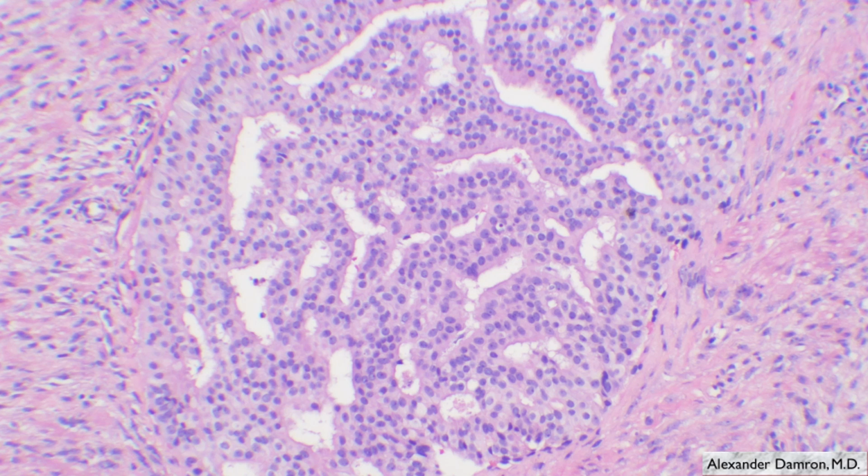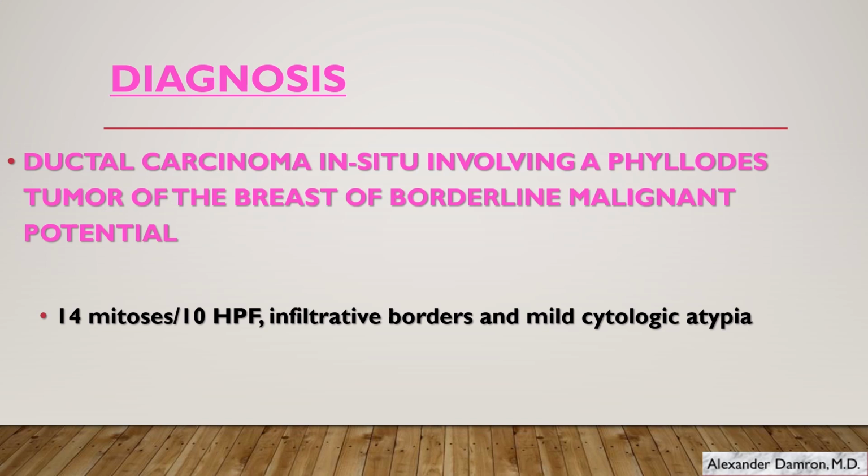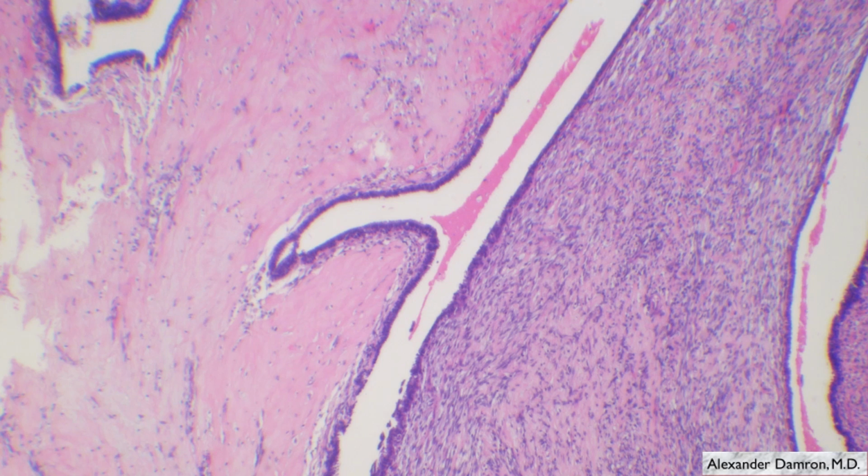So the morphologic heterogeneity of phyllodes tumors is something to be respected. In this case, it ended up being ductal carcinoma in situ involving a phyllodes tumor of the breast of borderline malignant potential. And the atypical features in that were the increased stromal mitoses. I had 14 in 10 high power fields, infiltrative borders, and there was some mild cytologic atypia, not real significant. But again, compare that to what was seen on the biopsy, right? So that's how clinical information is really important when looking at these fibroepithelial lesions that are certainly in that gray zone. And I hope that I can approve that right here.